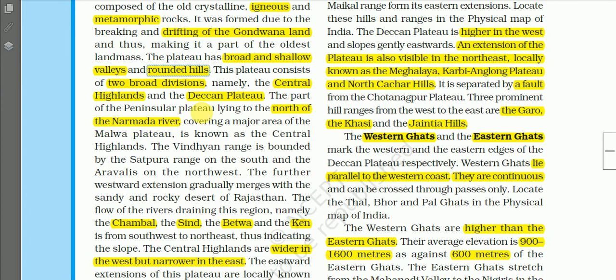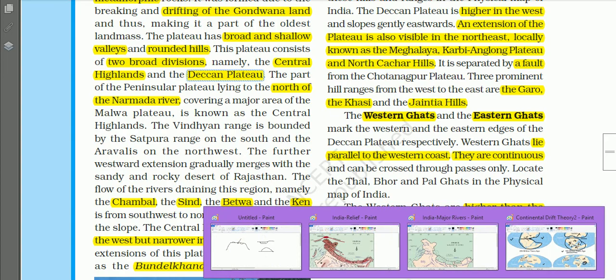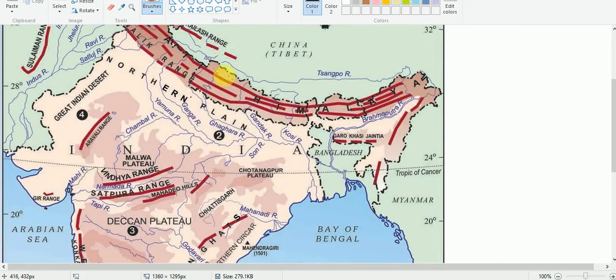And this plateau consists of two broad divisions, namely the Central Highlands and the Deccan Plateau. So this Peninsular Plateau is divided into two broad divisions, Central Highlands in the north and north of Narmada River. See here. Narmada River is here.